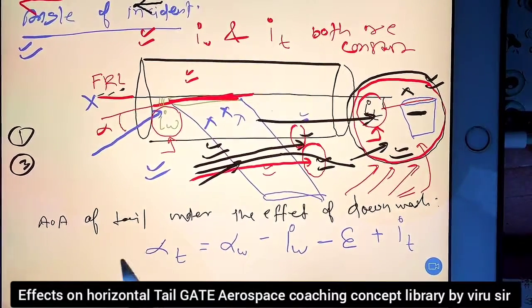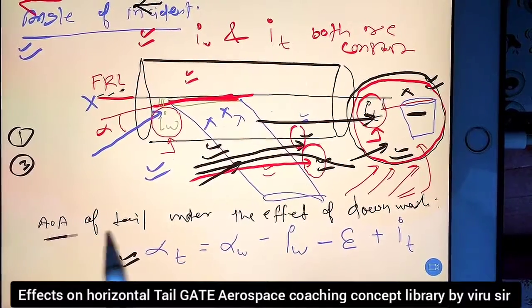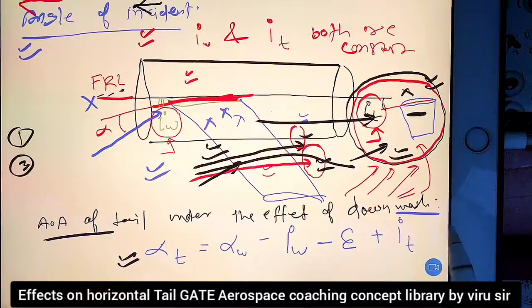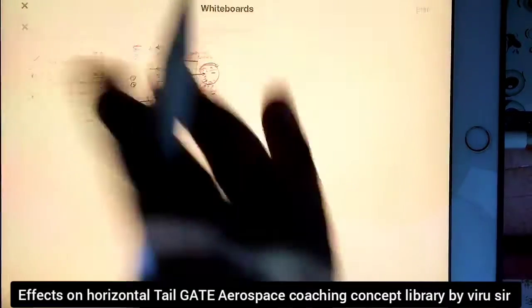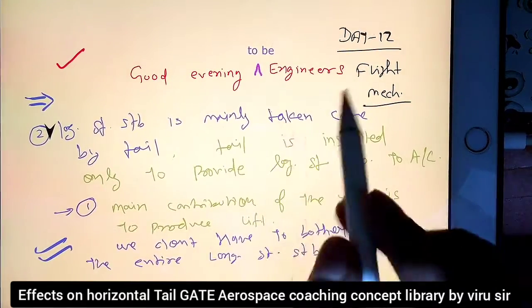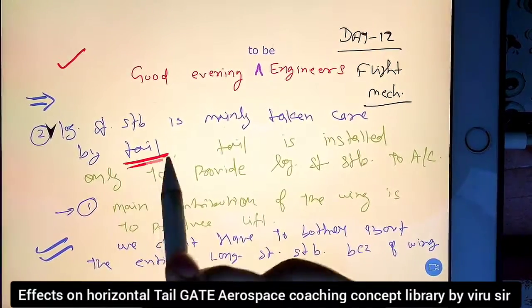So these are the common factors. They give the angle of attack for the tail. So we take this topic as angle of attack under the effect of downwash. Whatever I have explained here, that was my main intention: to explain what is the main role of the tail. That's all.